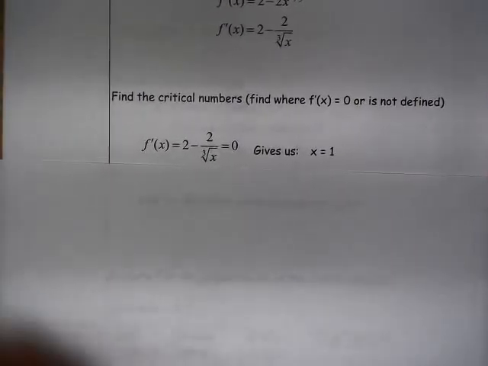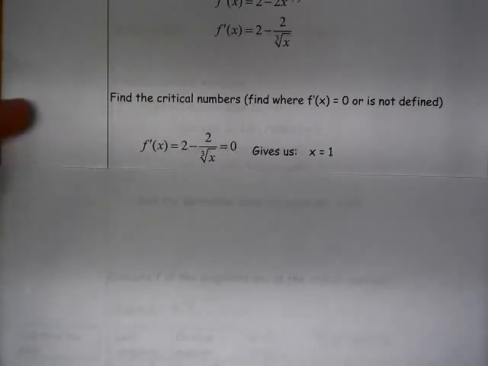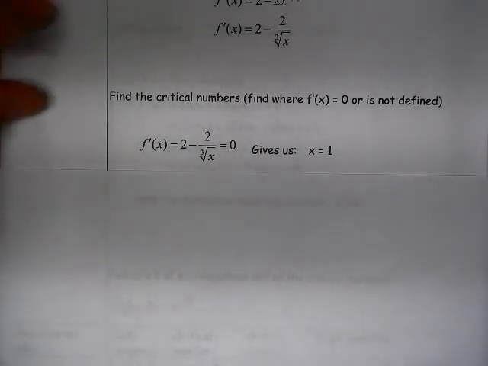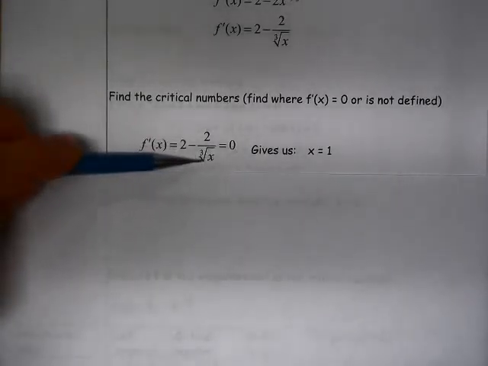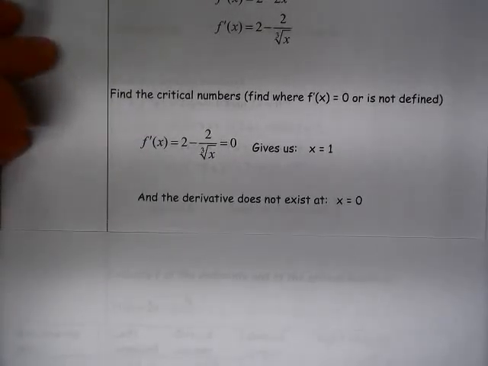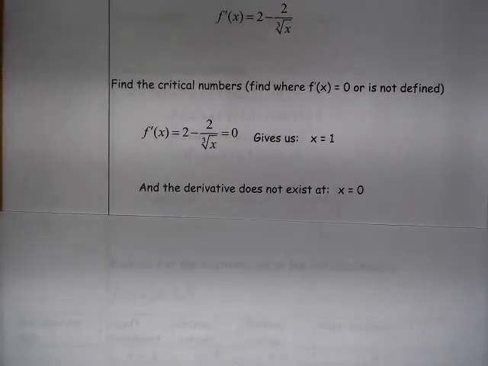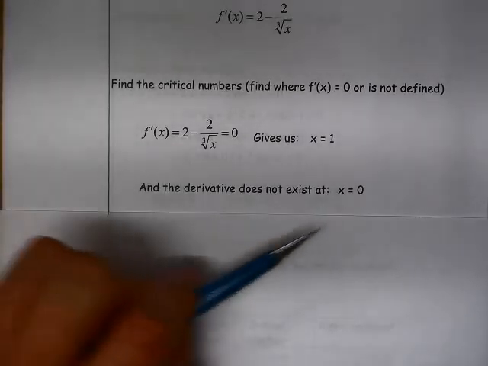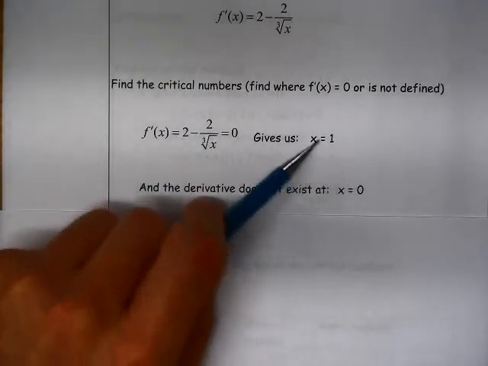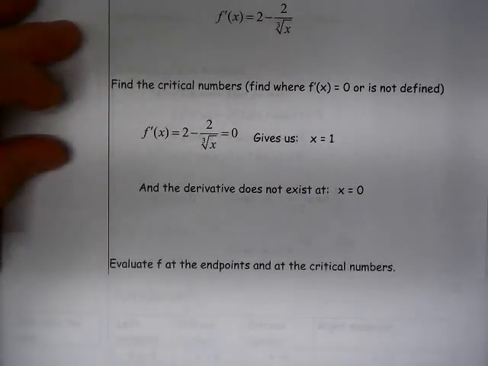So we set that derivative equal to 0, and when we solve for x, we get x equals 1. So that's one of our critical numbers. We also notice here we have a denominator. That denominator can't be 0. If it is, then the derivative doesn't exist. So when x equals 0, we have a derivative that's not defined. So we have two critical numbers, x equals 1, x equals 0.